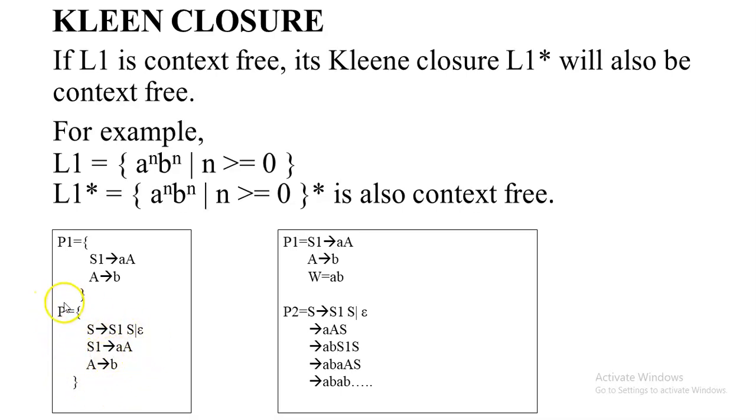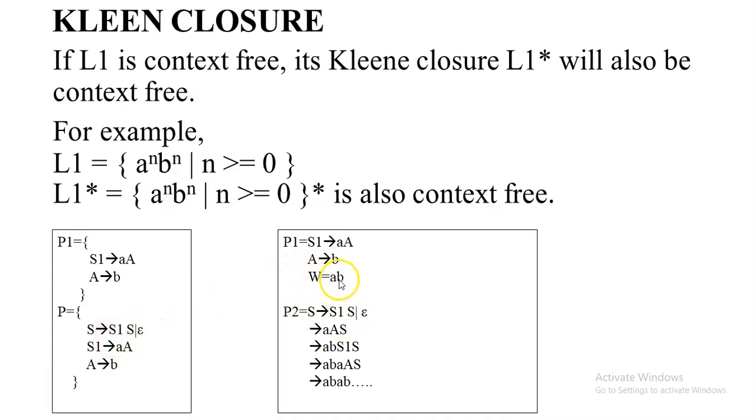For Kleene closure, we are generating a set of productions. S derives S1 S, and it also generates an empty string. S1 derives the string A S1 B, and S1 also derives AB. So we are taking these productions, and we are going to generate a set of input strings by using them.